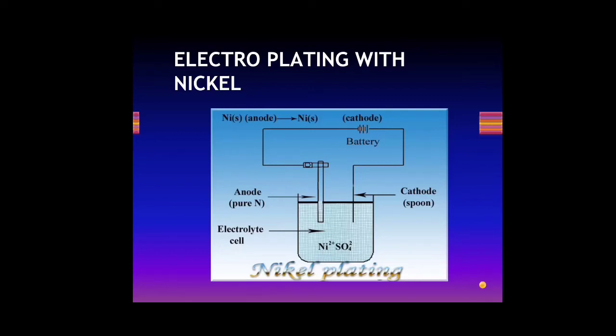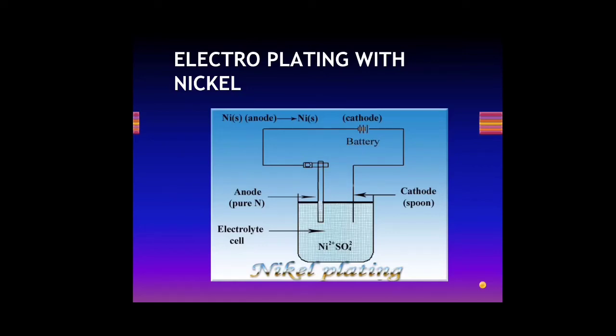This cation enters the electrolyte. The electrolyte has split up into nickel and sulfate ions. So what happens is the nickel ion will go and get deposited on the cathode. And at the same time, the nickel ion which has come out of the anode will get attached with the sulfate ions, forming nickel sulfate again.